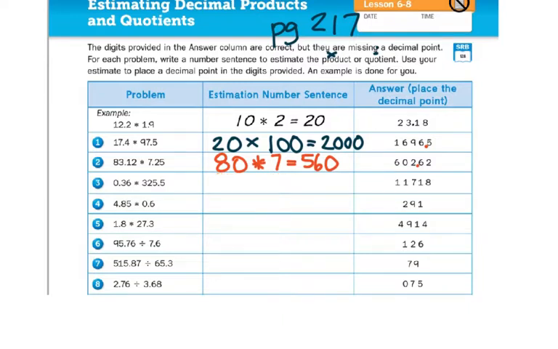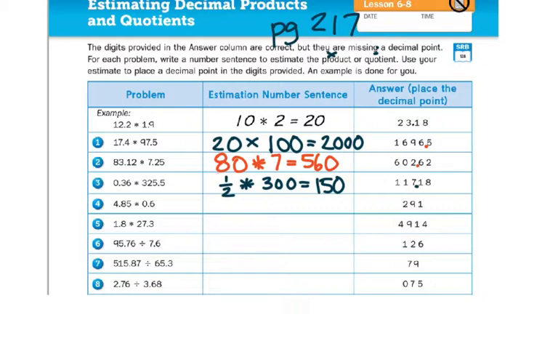Number 3, 36/100. Well, that's pretty close to half, or 5/10, times. And I'm going to multiply 325 and 5/10. I'm going to make that 300 because I can do that in my head. What is half of 300? Half of 300 is 150. Where would I put my decimal point so my answer is closest to 150? Put it between the 7 and the 1 to get an answer of 117 and 18/100.